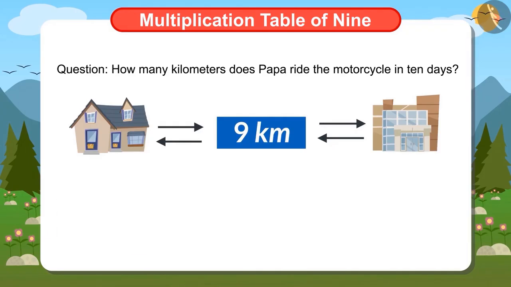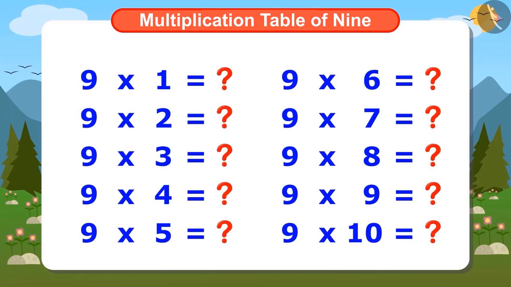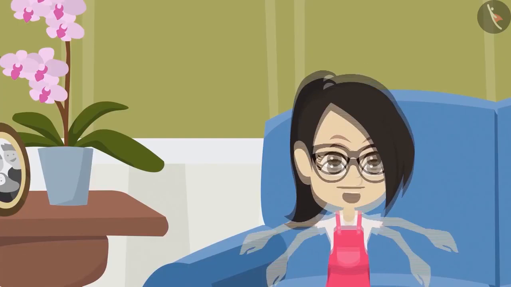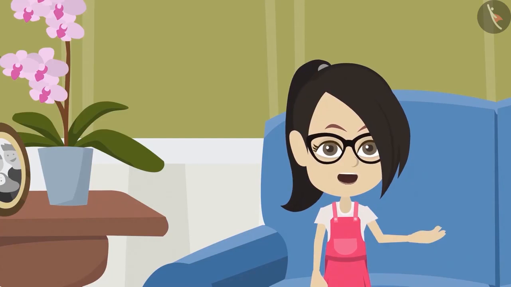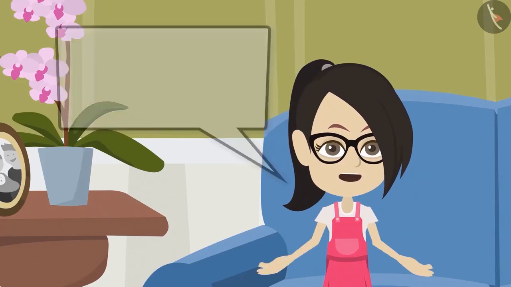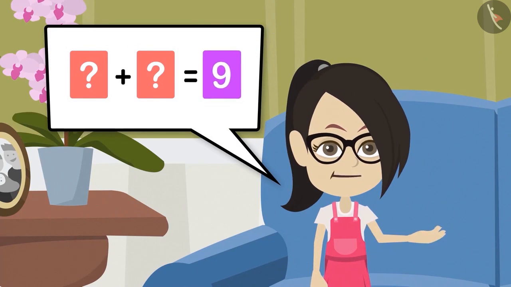To find this out, I have to multiply 9 by 10. For this, I should start with the multiplication table of 9. To write the table of 9, I add the numbers of the small tables. For that, let me first find out which numbers add up to form 9. Come on, let's do that.